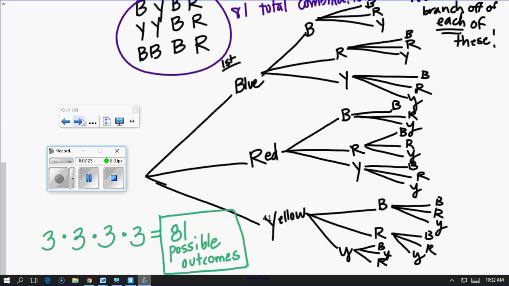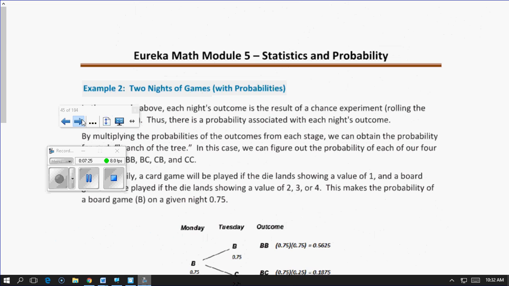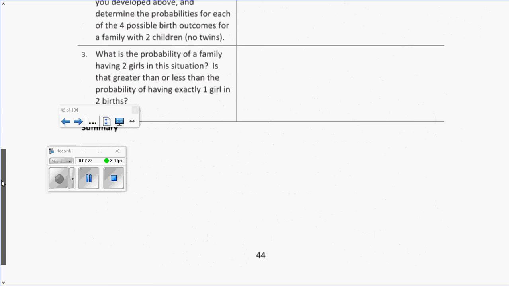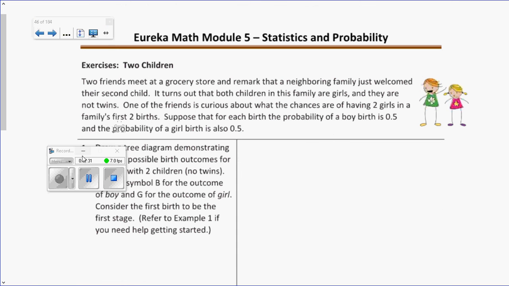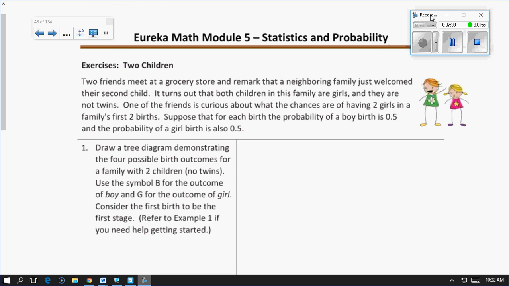We're going to do a tree diagram with a much simpler explanation, and that one is actually at the end on page 44. So go over here where it says 2 children. This is one that you may have seen before, or you can think of this in your own life. Maybe if there are 2 kids in your family, or think of a family that has 2 kids. Are you thinking of a family that has 2 kids? Oh, that aren't twins. Sorry, we have to clarify that aren't twins.